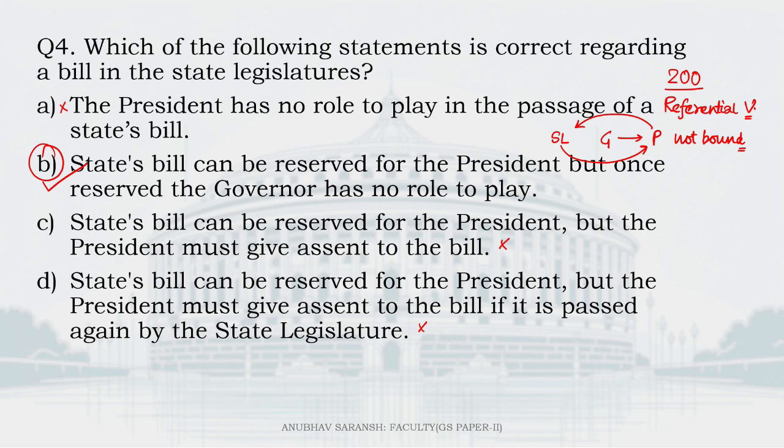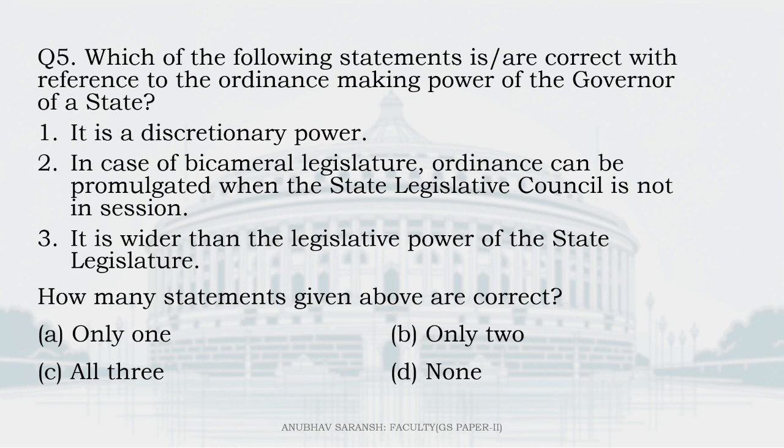And the last question for today. Which of the following statements is or are correct with reference to the ordinance making power of the governor of a state. Ordinance making power for the presidents, it's Article 123, and for the governors it is Article 213. So, it is a discretionary power. Number one, no. Ordinance making power is not a discretionary power. It is done on the advice of the Council of Ministers.